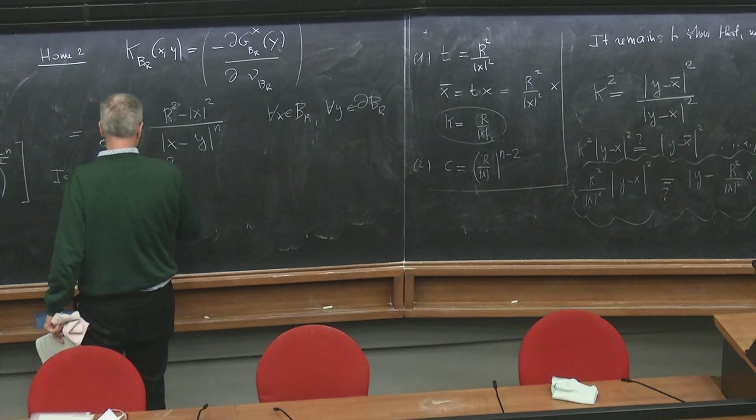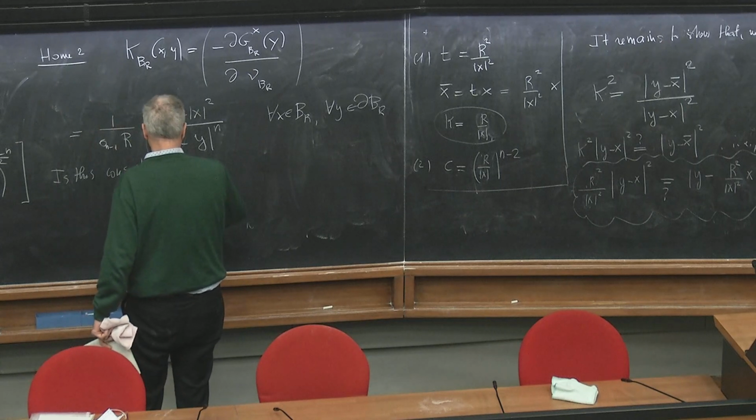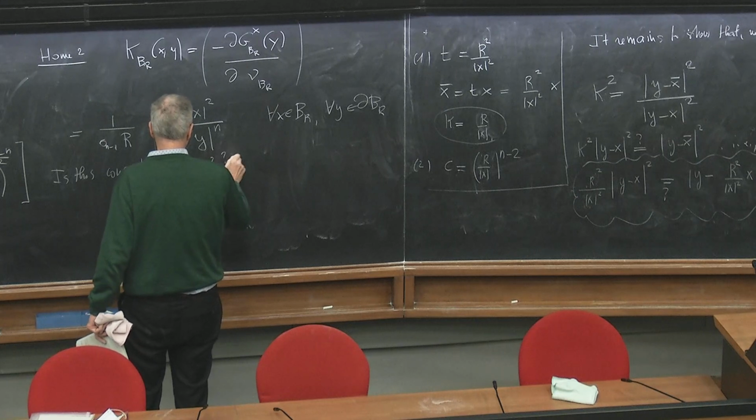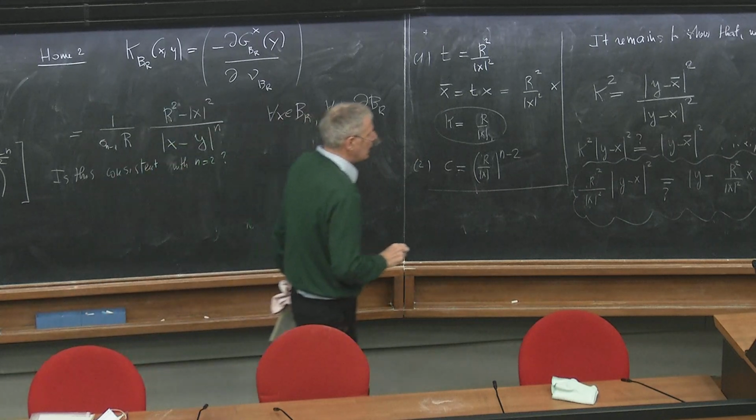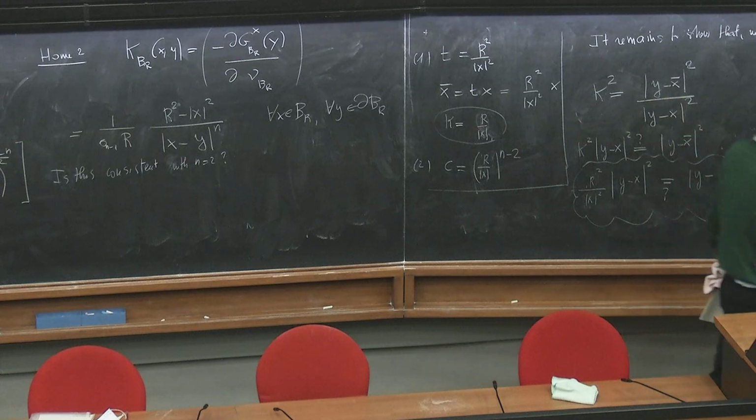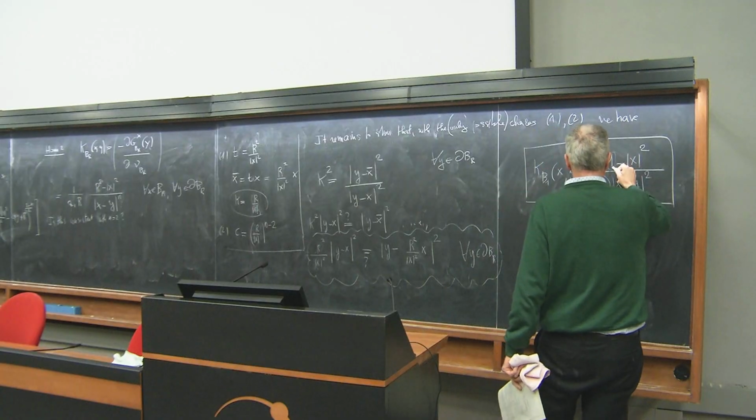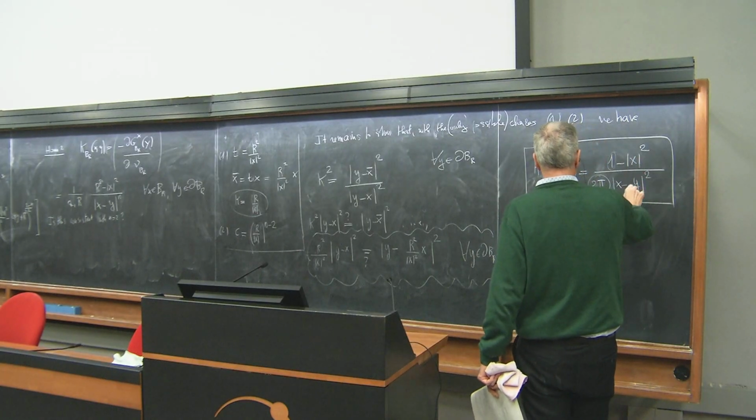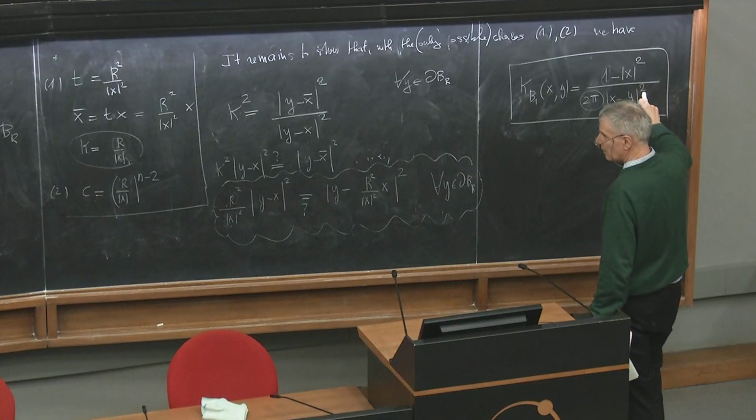Okay. Let's see, is this consistent with our Fourier computations? To be consistent with what we found with n equal to 2. Well, there the radius was 1, r squared, this is there, the power is 2 dimension, it is there.